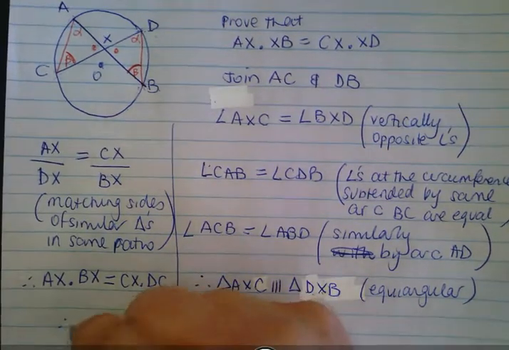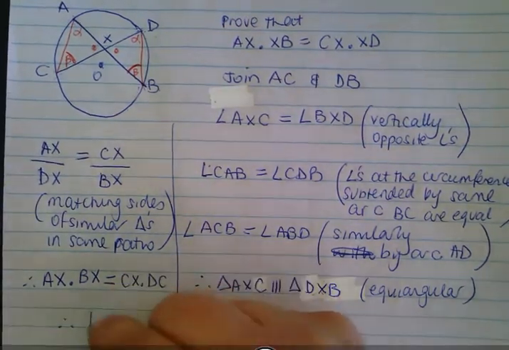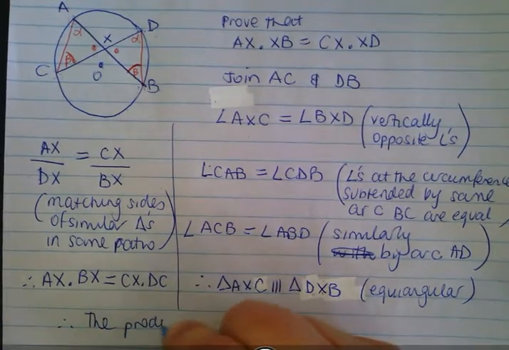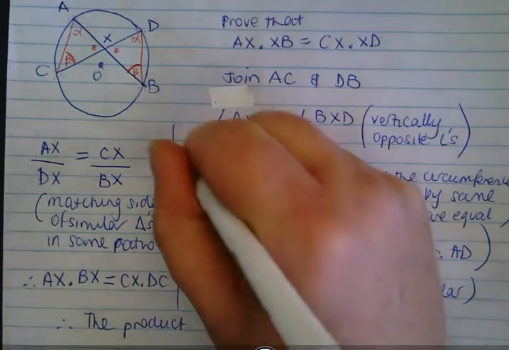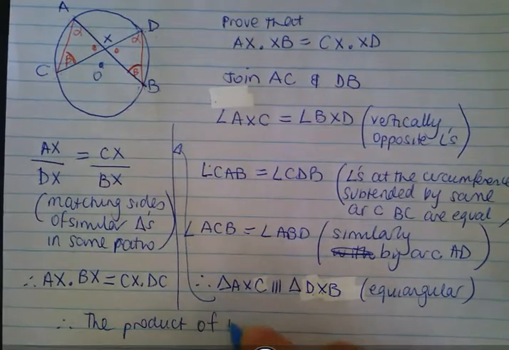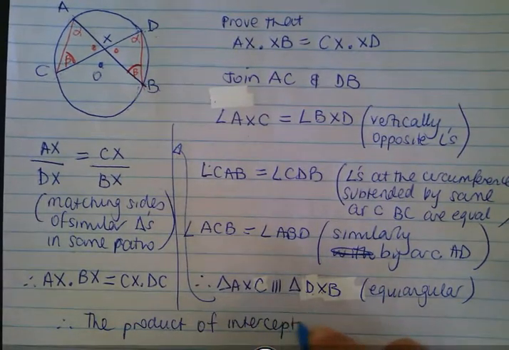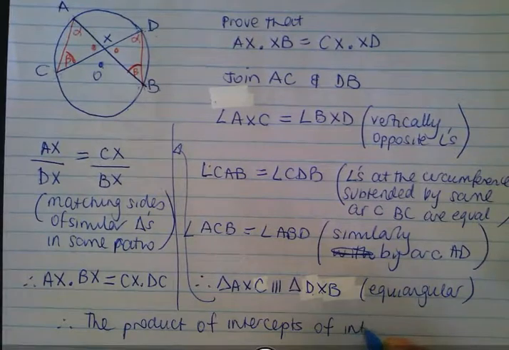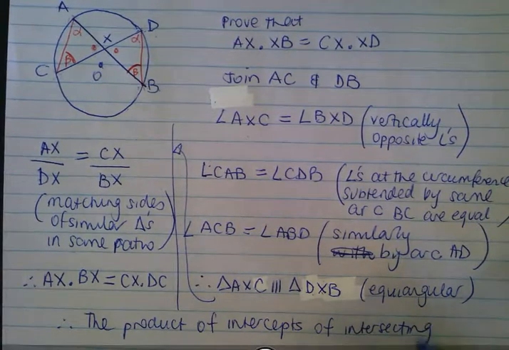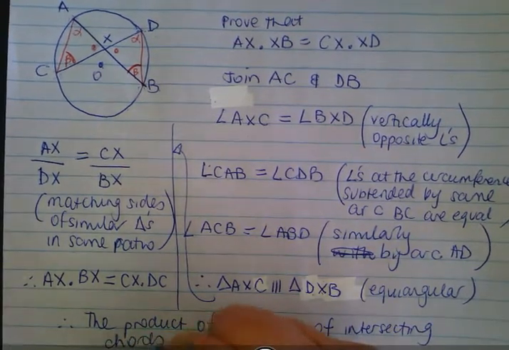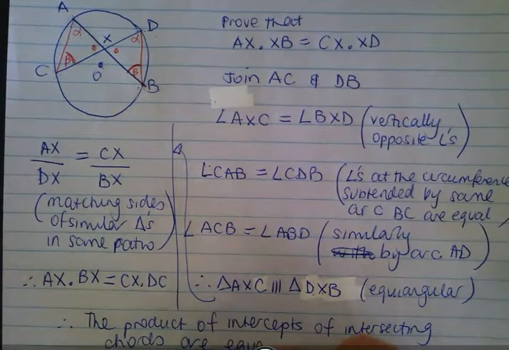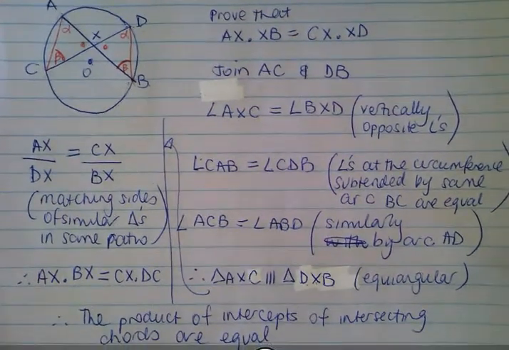So therefore, the theorem: from there we went up to here. The product of intercepts of intersecting chords are equal. And that's your proof.